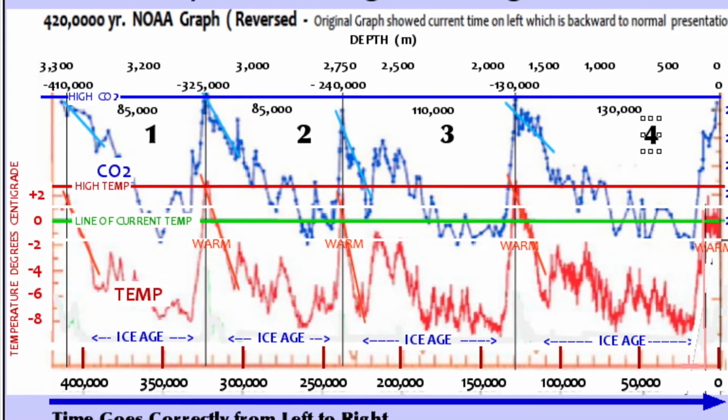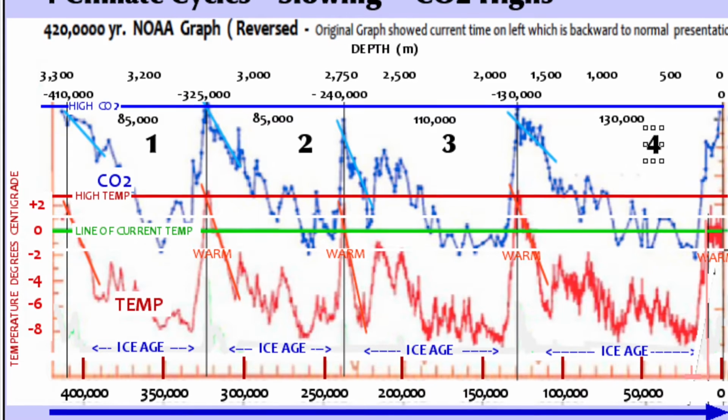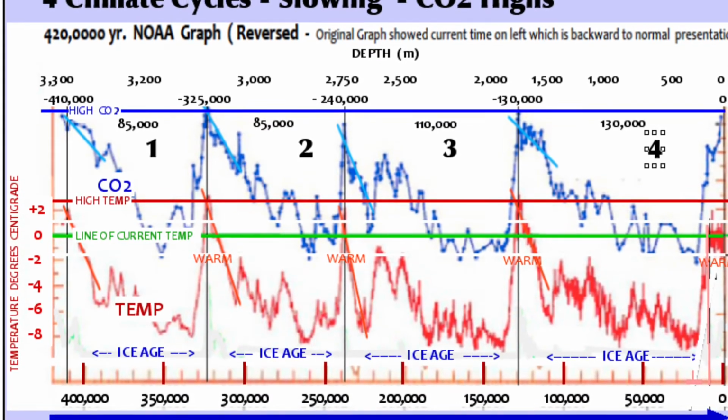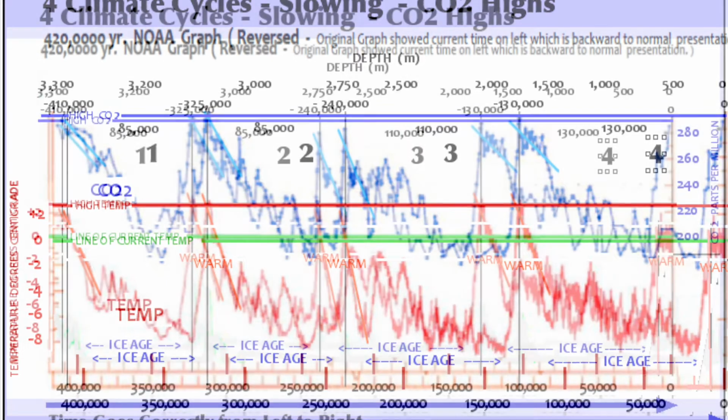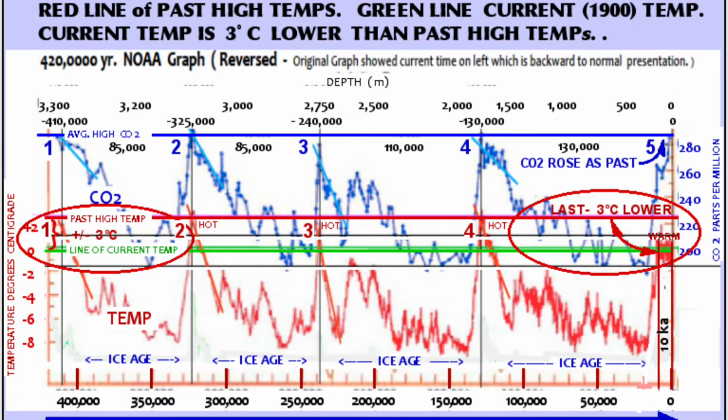70 to 80% of the time of each cycle has been in glaciation, known as ice ages, and short warm periods. This is where it gets interesting. You see the climate cycles have slowed from 85,000 to 130,000 years. CO2 rose 5 times in the 420,000 years to about the same amplitude. Temperature rose 4 times over the past 3 cycles to about the same amplitude.